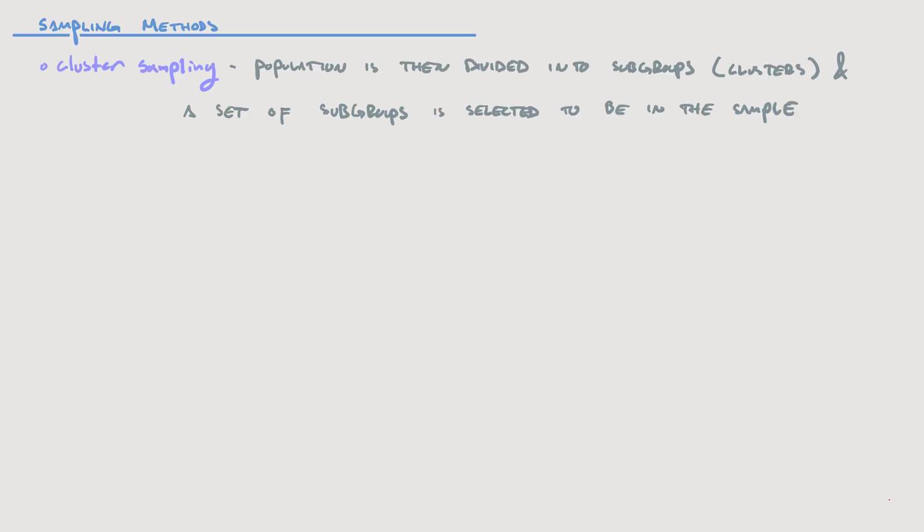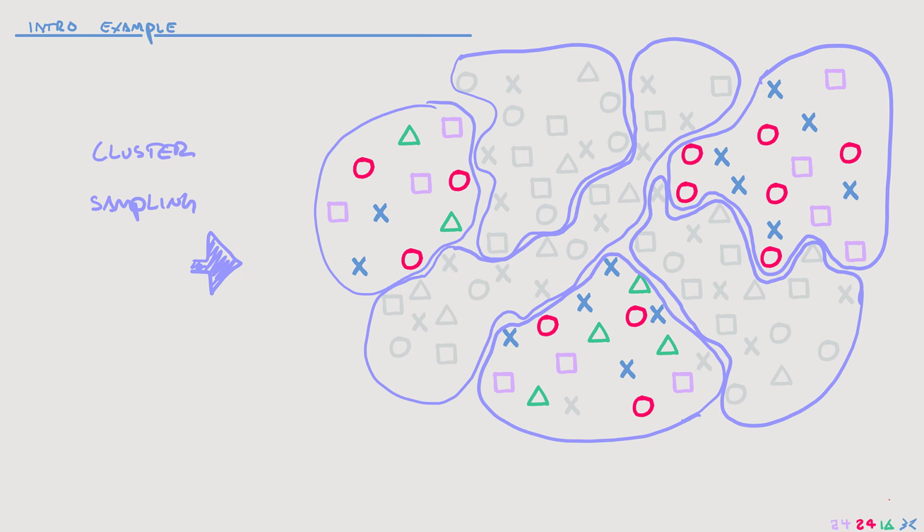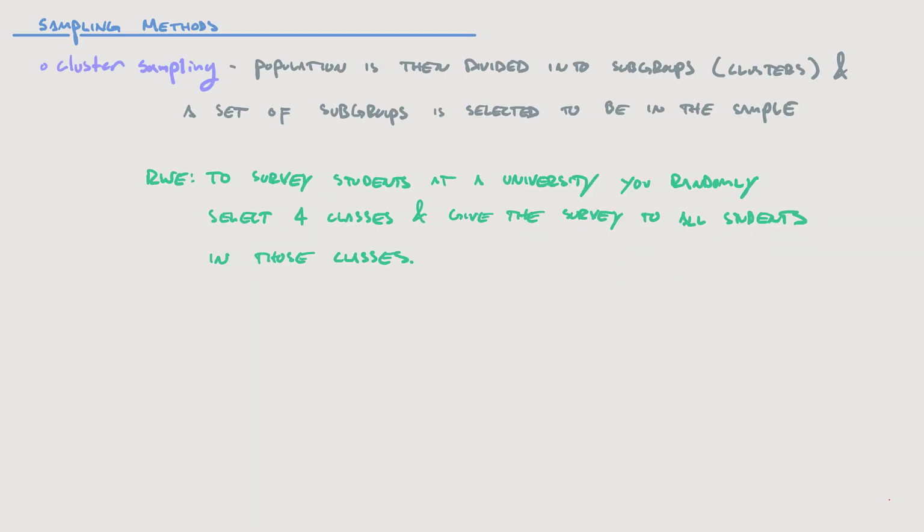All right, next there's cluster sampling, which is when a population is again divided into subgroups, this time called clusters, and a set of subgroups is selected to be in the sample. Different than stratified, because in stratified you're randomly selecting within the subgroups that you set up. But with cluster sampling, you're making clusters, you're making subgroups, but then you're surveying every single person within the subgroups that you randomly chose. A real-world example of this would be, to survey students at a university, you randomly select 4 classes and give the survey to all the students in those 4 classes.